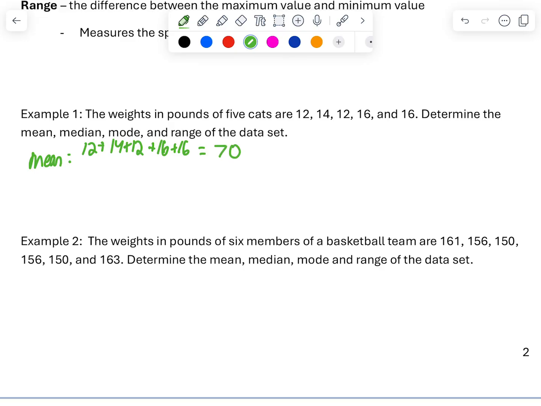And then you divide by how many numbers you have. So in this case, we have 5 different numbers that we're working with. So we're dividing by 5. And we get our mean of 14. So the average is 14.